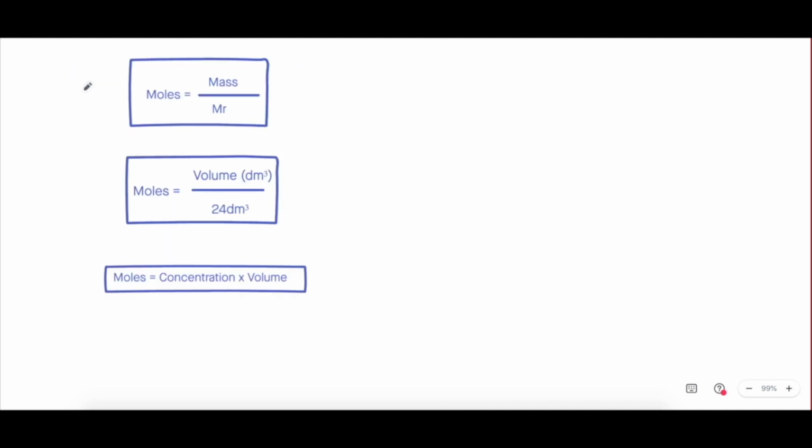Okay, so here we have 3 different equations for moles. The first one is moles equals mass over Mr. This is when you're dealing with masses. Moles equals volume over 24 dm cubed. This is when you're dealing with gases.